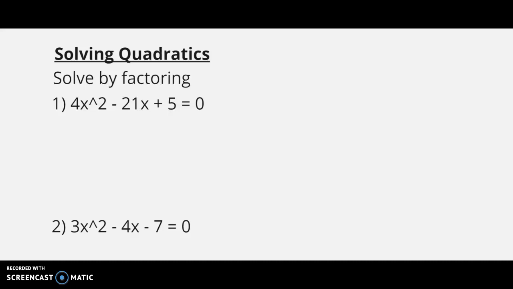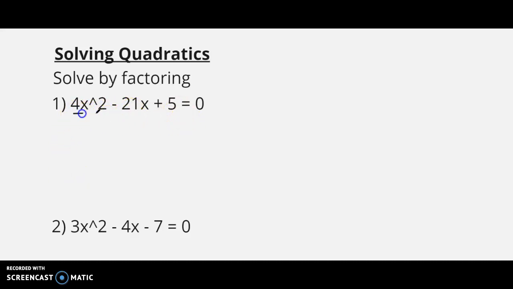We have a two-part video here. This first part is going to be part one of solving quadratics. We're going to solve by factoring, and also solve some ones that cannot be factored, and so we're going to use the quadratic formula. So here on number one we have 4x squared minus 21x plus 5.